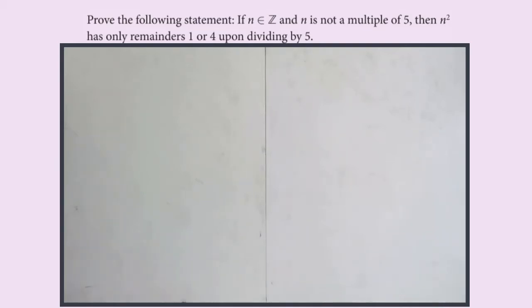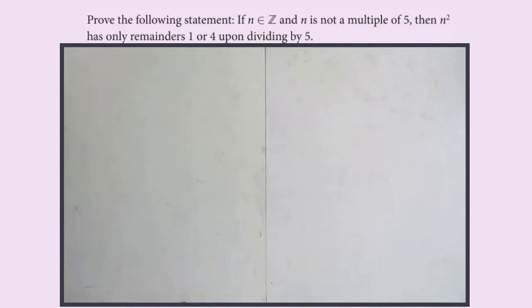Prove the following statement. If n is an integer and n is not a multiple of 5, then n squared has only remainders of 1 or 4 upon dividing by 5. So if we just take it up to the first comma, n is an integer and n is not a multiple of 5, right? So if n is not a multiple of 5, then when you divide n by 5, it will leave a remainder. Right, so that's the first bit.